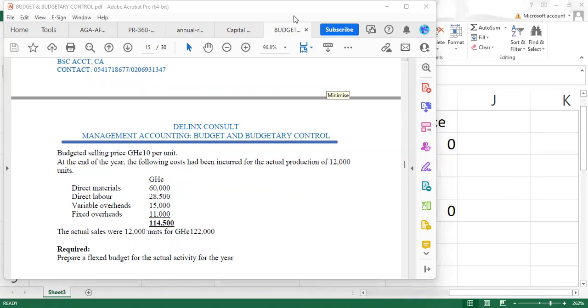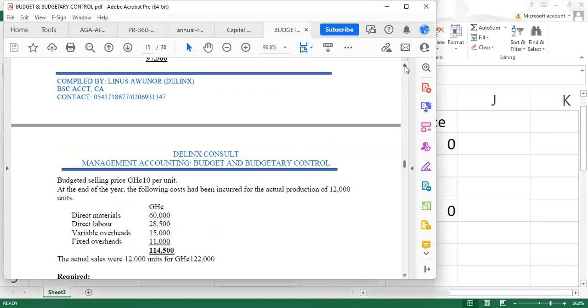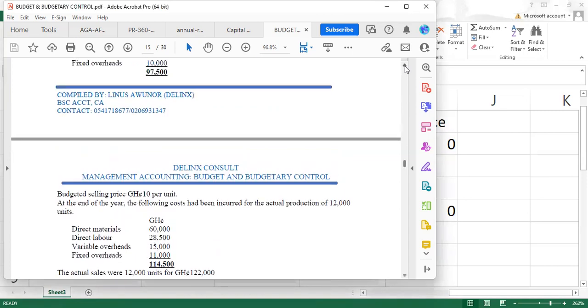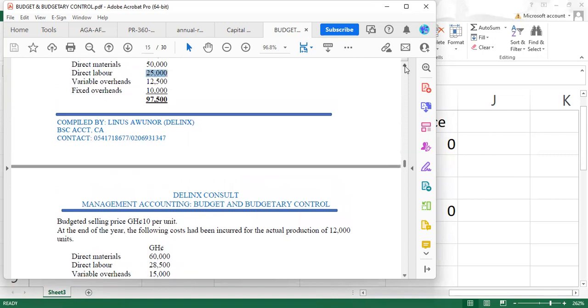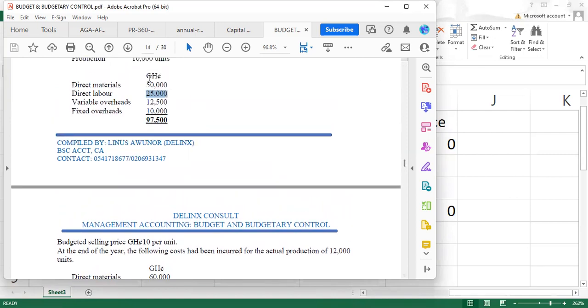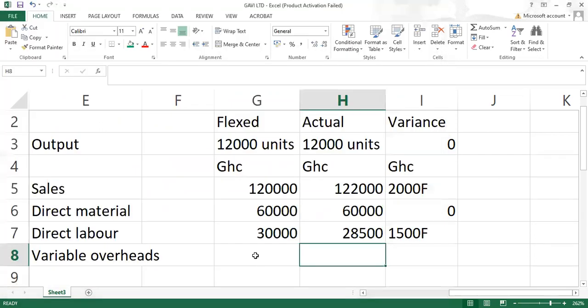Okay. I'll say the easiest way of doing this is to take the actual unit over the budgeted unit, multiply it by the budgeted cost. So it will be 12,000 over 10,000 times 25,000. You are easy, you are good to go. Are you okay?